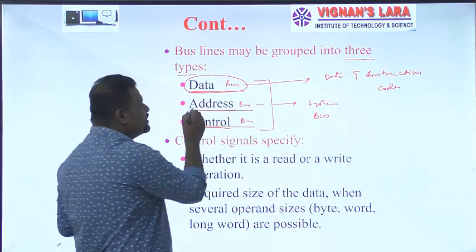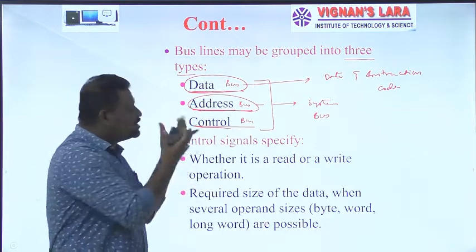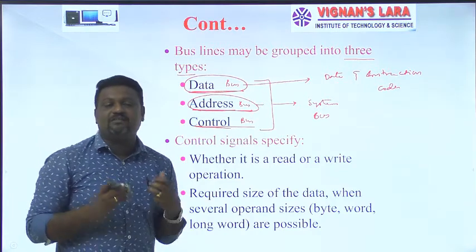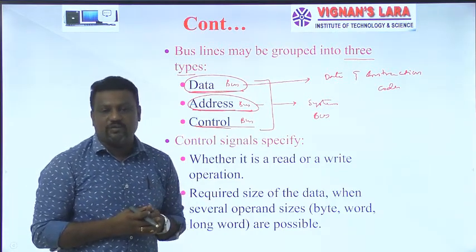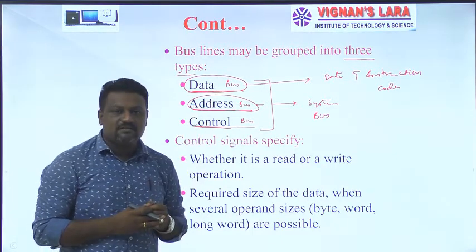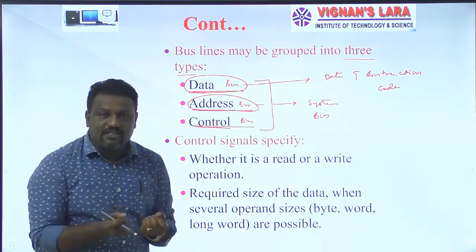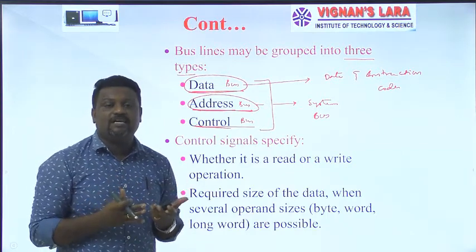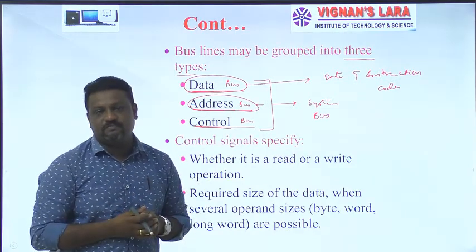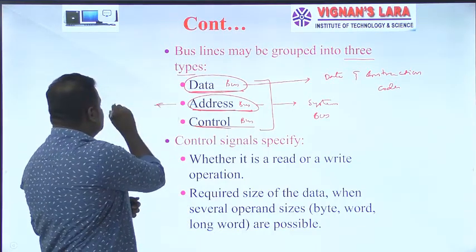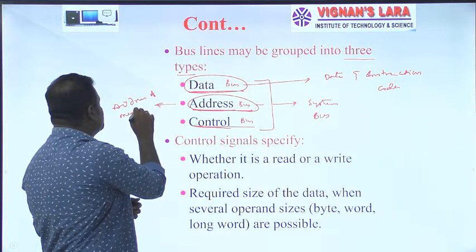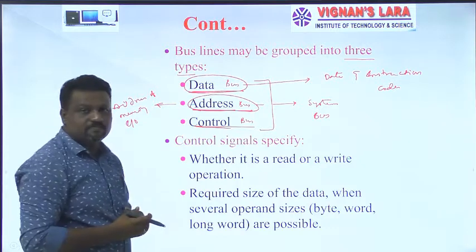And the second one is the address bus. Again, this is a group of lines which carries the addresses of either memory locations or the addresses of I/O devices. I repeat once again, the address bus is nothing but a group of lines which carries the addresses of either memory locations or I/O devices.